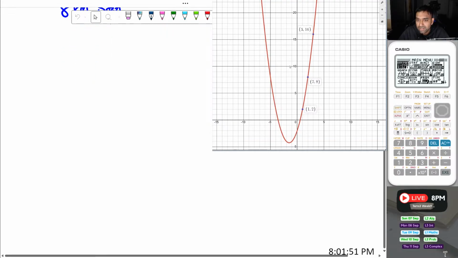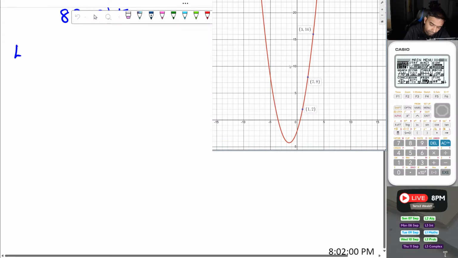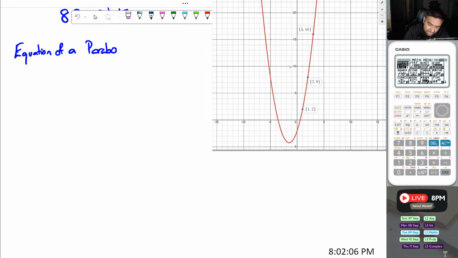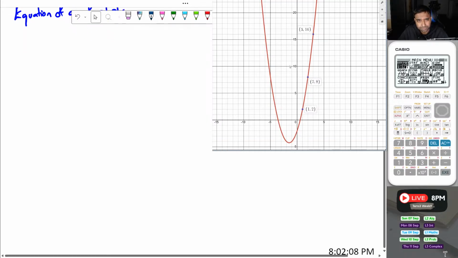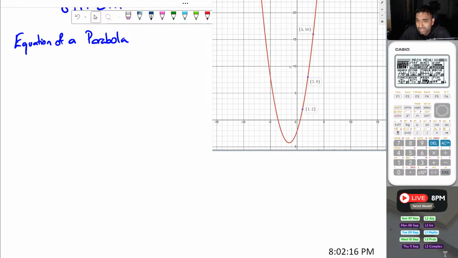All right, so the first question I have for you guys is, I am going to ask you to come up with the equation for this parabola here. I'm not telling you what form you need it in. I am simply saying we just need the equation of the parabola. So we've got a couple of things that we can do here. We don't actually have a turning point in this case.